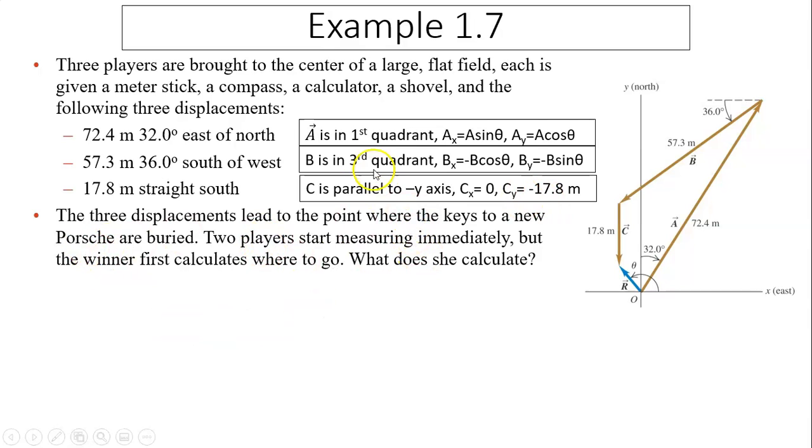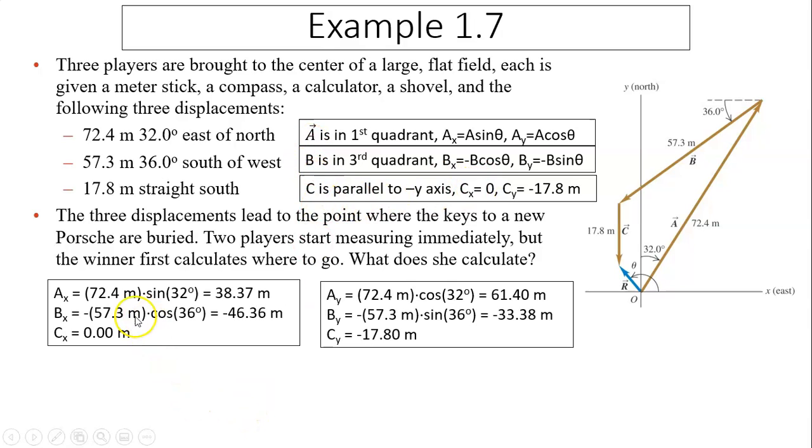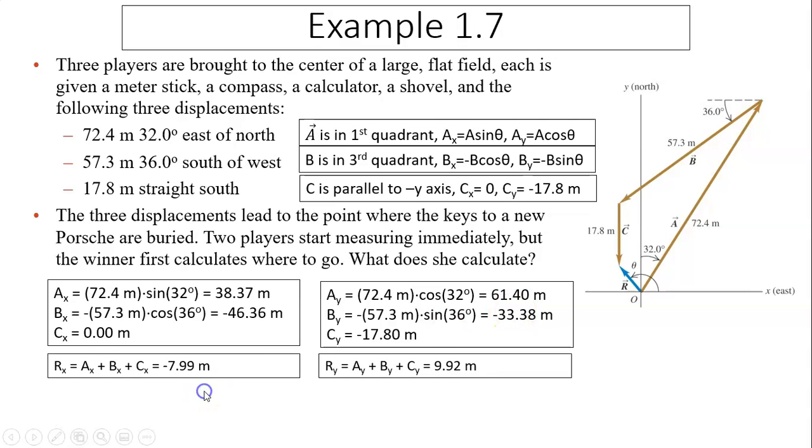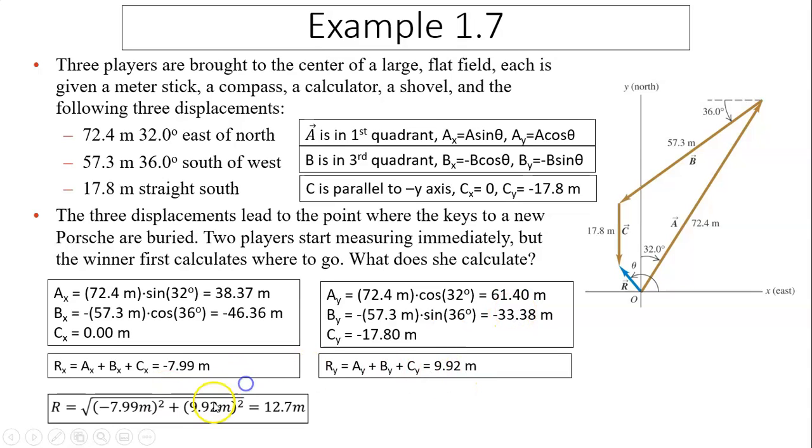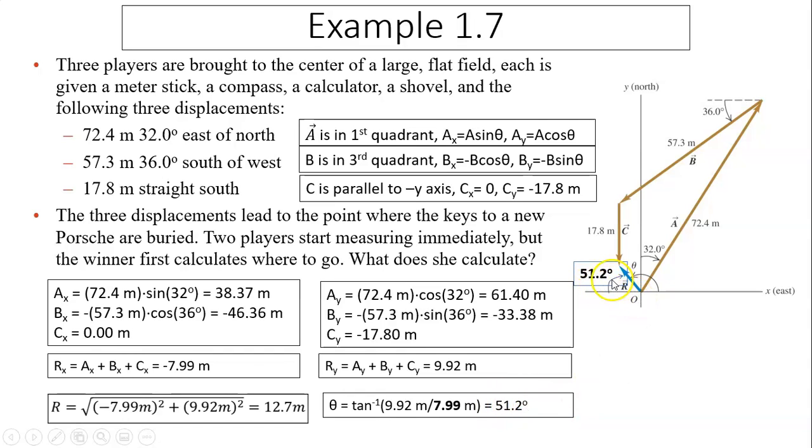So next is to find AX, AY, BX, BY, CX and CY. And then you add everything together and use the Pythagorean theorem to find the magnitude. To find the angle, you use only the numbers RY over RX. So you have 51.2 degrees. Where is 51.2 degrees? Here is 51.2 degrees.